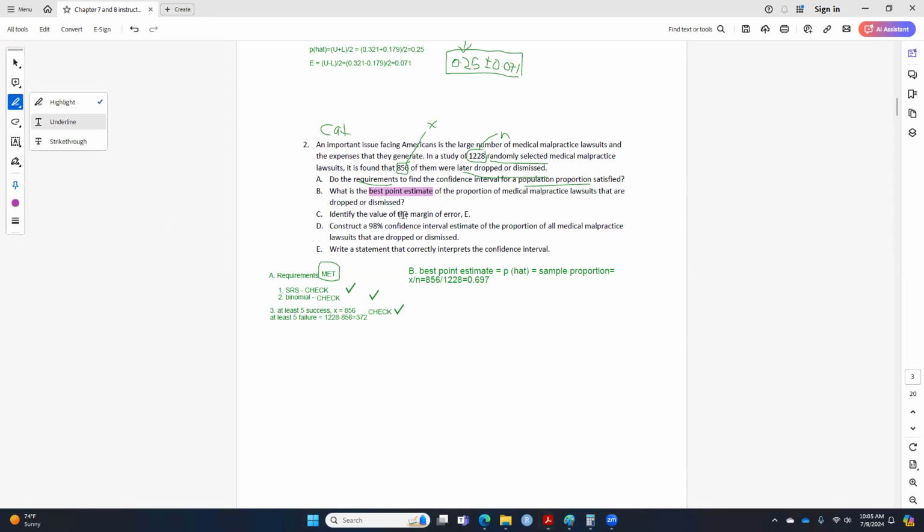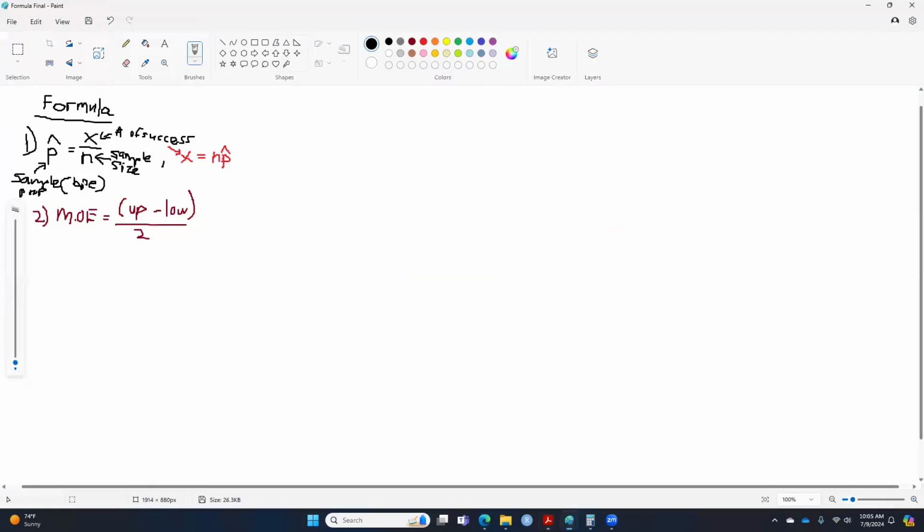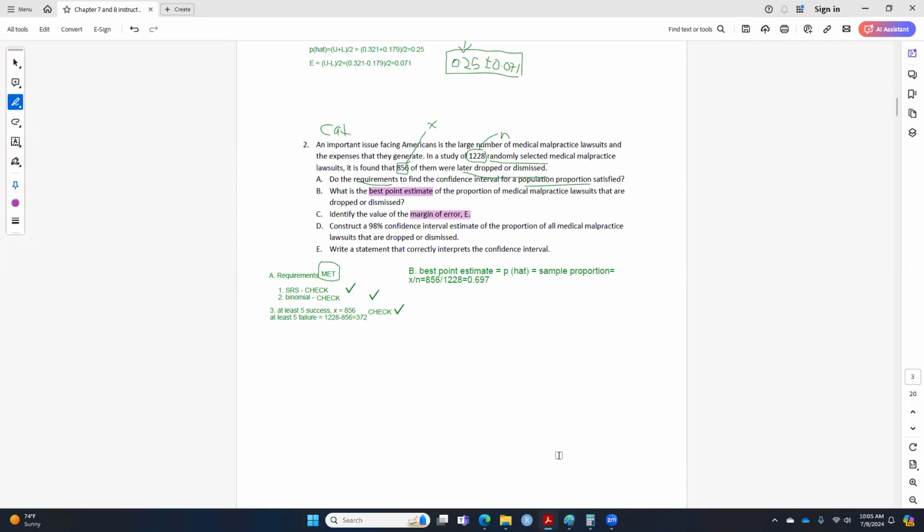Okay. What is the margin of error E in this case? That would be the second formula that you need to know. In order for us to find the margin of error, you do the upper minus lower, divided by 2. So that is the formula to find the margin of error.